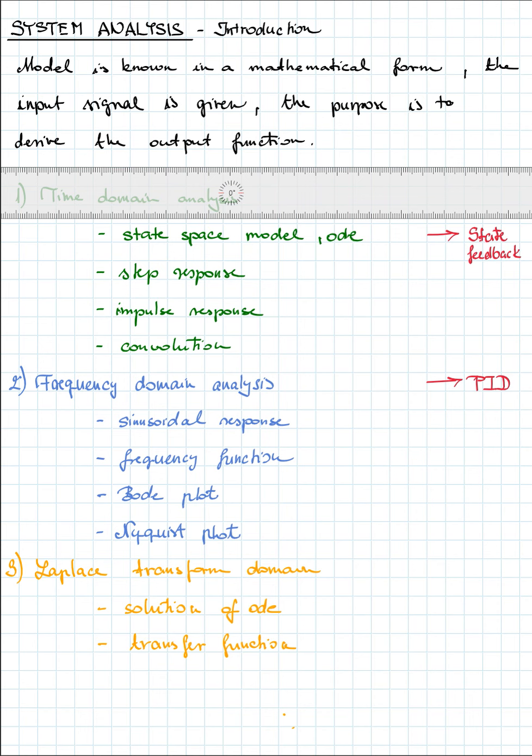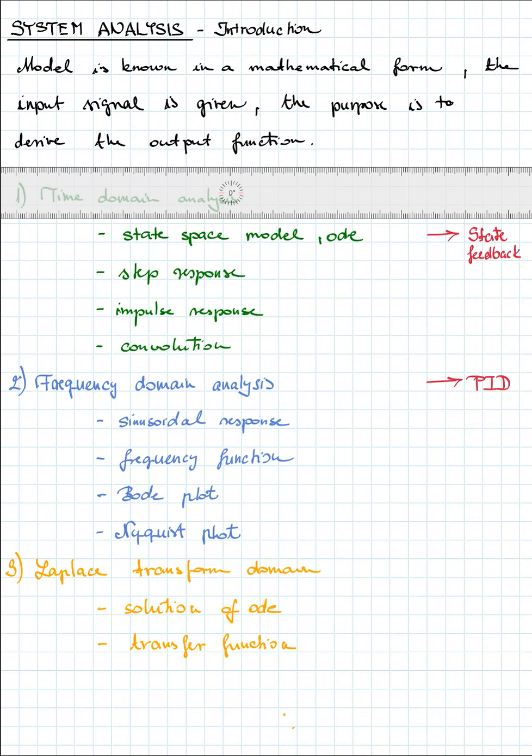Before controller design, or in other words, before controller synthesis, we have to speak about system analysis. What is system analysis? In the case of system analysis, the model of the plant, or the model of a process which we are working on, is known mathematically. So there is a mathematical model for our problem.